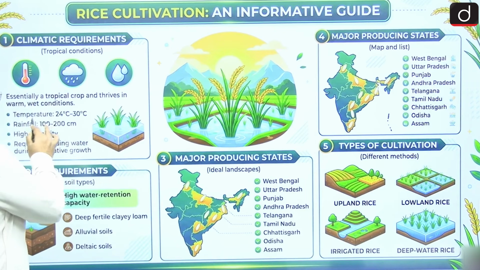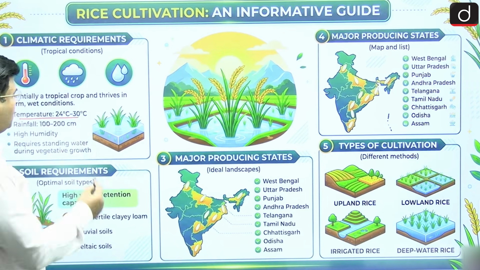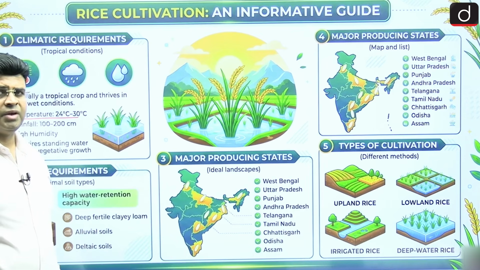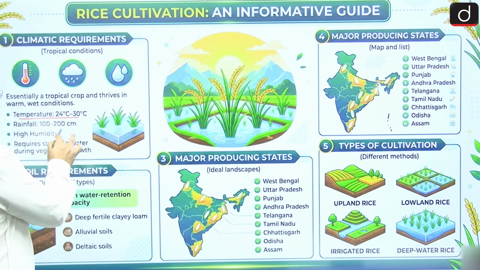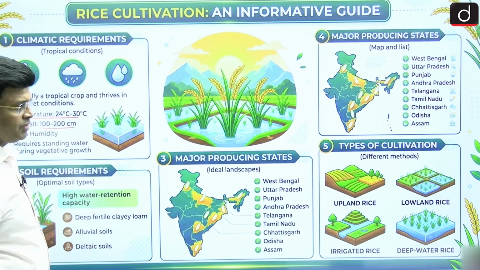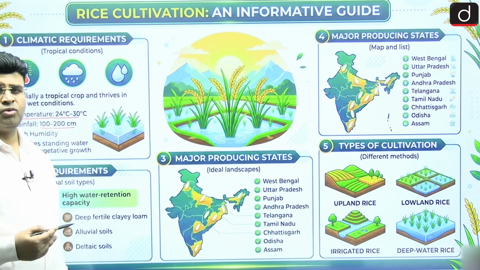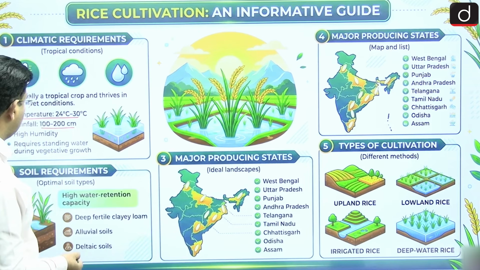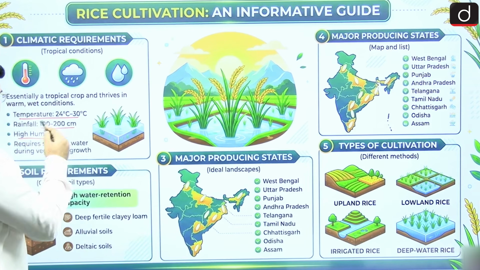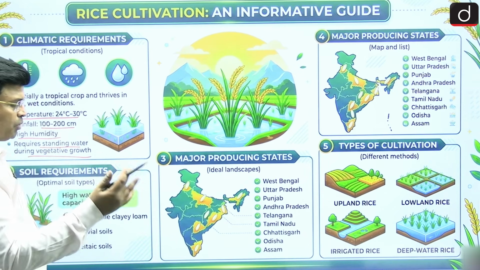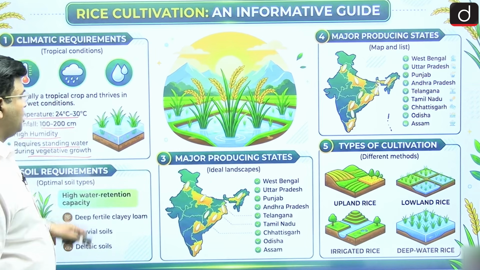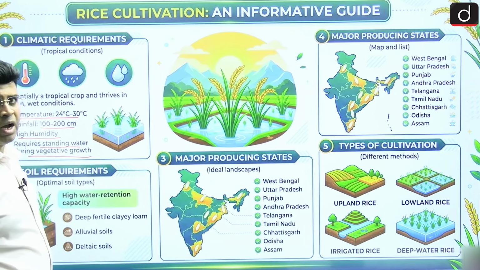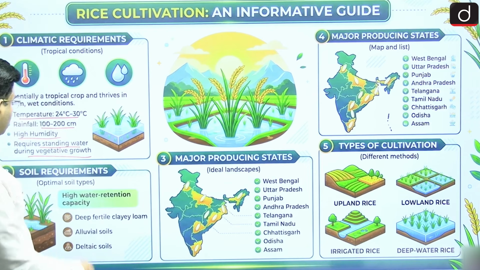For rice cultivation, we already know that the temperature is written as 24 to 30, but if it is written 25 to 35 degrees Celsius, even then it is correct. And then rainfall 100 to 200 centimeter, even 125 to 150, even 150 to 250 centimeter, rice cultivation is done. Rice needs a good amount of high humidity, and it requires standing water during the vegetative growth. When initially it is growing, the water should be flooded, which helps in absorbing more carbohydrate into the soil. So that is a requirement.